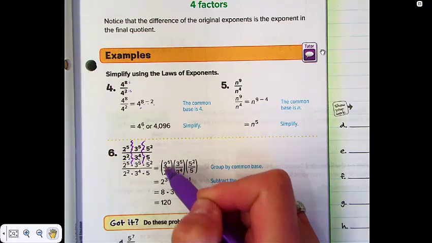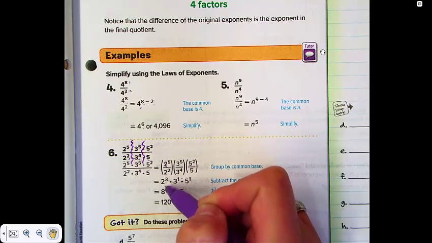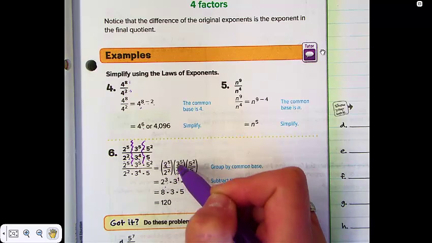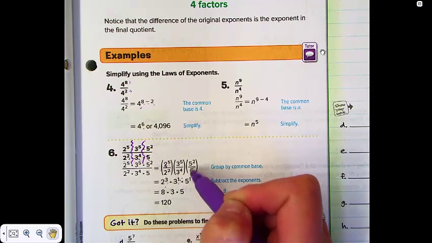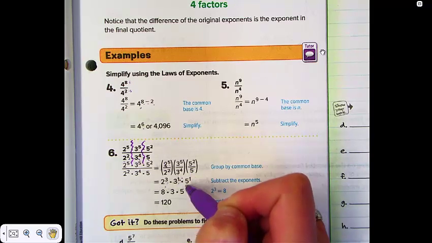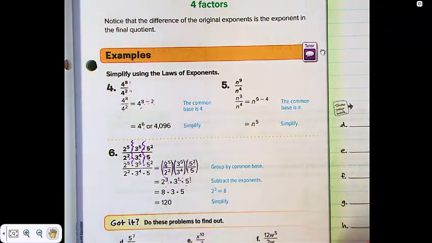And then you take each common base, so this first one has a common base of 2, and subtract the exponents. 5 minus 2 is 3. The second one has a common base of 3, and 5 minus 4 is 1. And this last one has a common base of 5, and 5 minus 1 is 1. Now, remember, the parentheses means I multiply, so I'm going to multiply these all together.